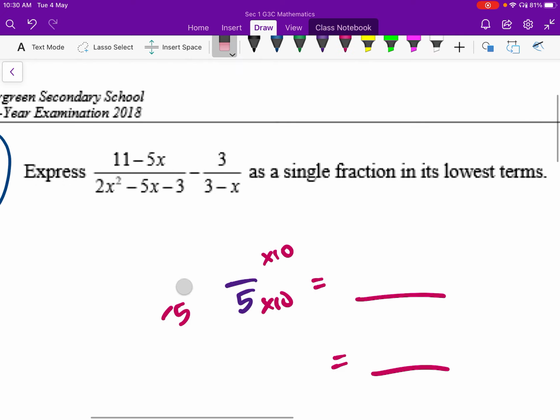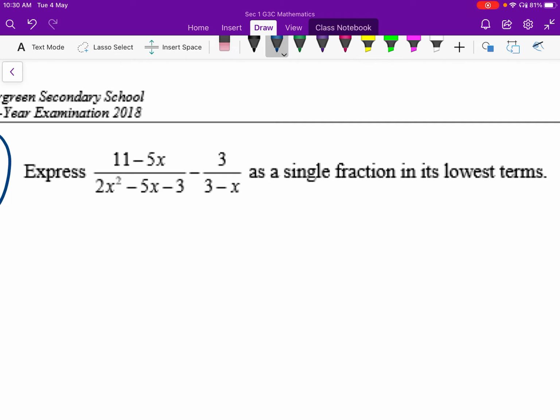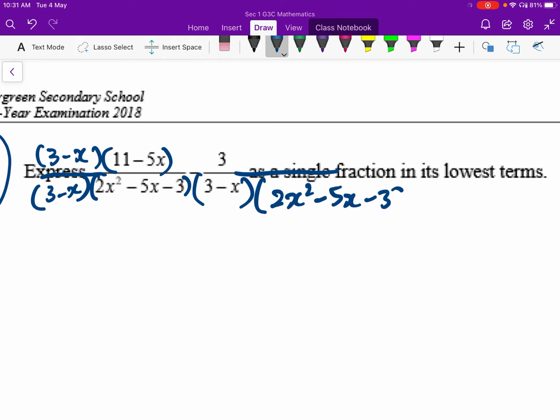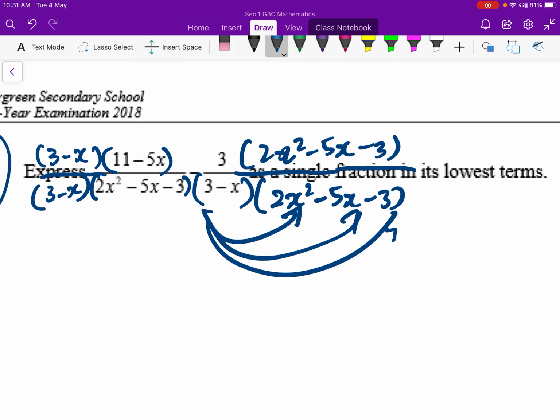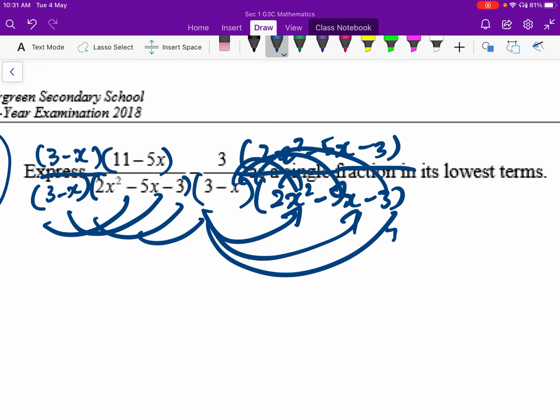Yes, you can expand. You can take the whole thing, multiply by 3 minus x, then on this side, you want to multiply 2x squared minus 5x minus 3. You can. Mathematically, it's correct. But later on, you still need to simplify. Are you sure you want to do this? This is horrible, no? You're going to end up with so many times of multiplication, and then you're going to have power 3. Look at the amount of work you have to do.